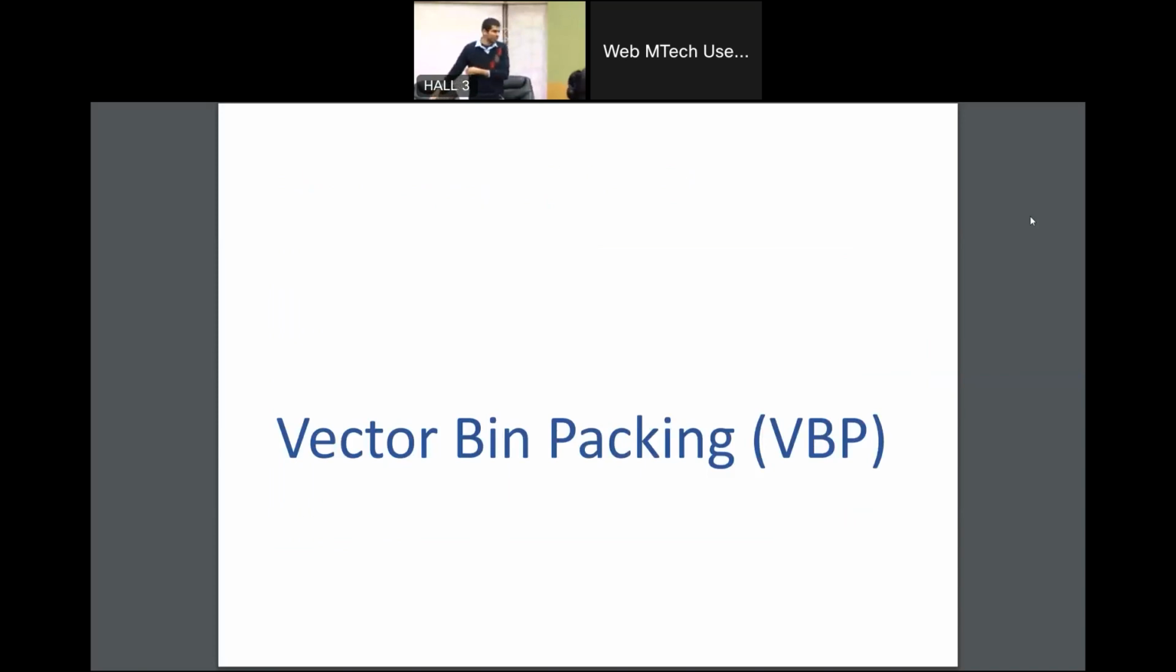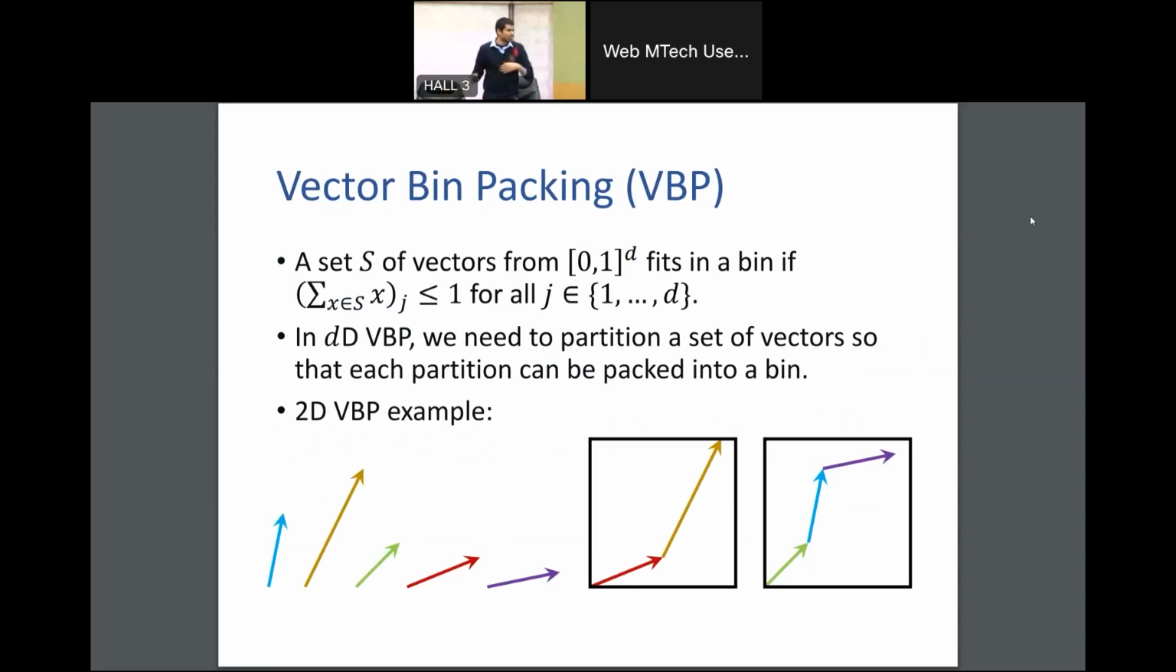Now I'll talk about a different version of bin packing that's called vector bin packing. Let's suppose we have a set S of d-dimensional vectors, and each coordinate of each vector is a number between 0 and 1. We say that such a set of vectors can be packed into a bin if we sum all of the vectors, and in the sum each coordinate is at most 1. In the d-dimensional vector bin packing problem, our task is to partition these vectors such that each partition can be packed into a bin.